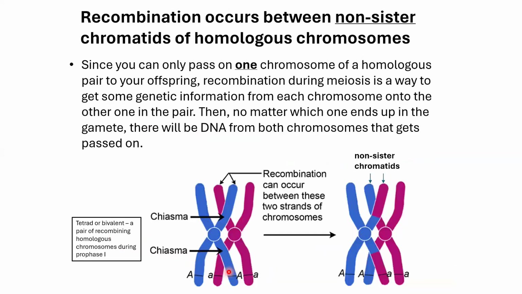So with recombination, this typically occurs with non-sister chromatids. Since you can only pass one chromosome to the offspring, recombination in meiosis is a way to get some genetic information from each chromosome to the other in the pair. That way, no matter which one ends up in the gamete, there will be some parts of the DNA from both chromosomes, and that ends up eventually getting inherited.